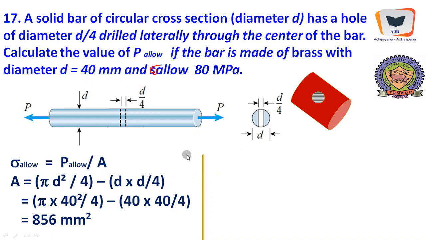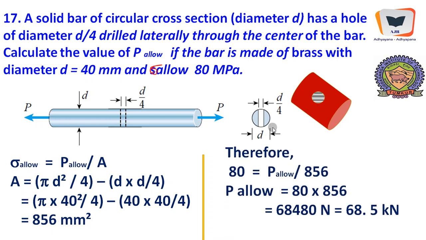This is pi d square by 4, the full circular area, minus d into d by 4. Okay, it is d by 4. This is the width, and this is d. This is the rectangular cross sectional area, which has become wide. Therefore, this is the net area that is available, or this is the area where material will be able to resist. It is not the total area, it is something lesser than the total area of cross section because of this hole.